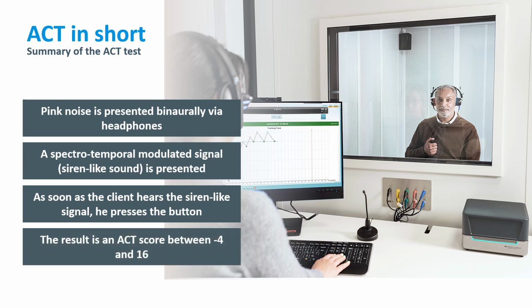After doing the procedure, the final result is an ACT score between -4 and 16, and the higher the value, the more difficult it is to hear speech in noise. This means that the person needs more help in hearing speech in noise, including with their hearing aids. So if the client gets a 0 or a minus score in this test, that can actually be a very good thing.